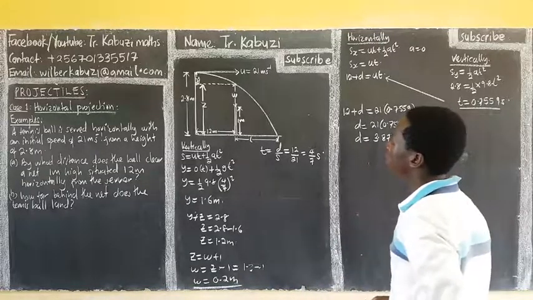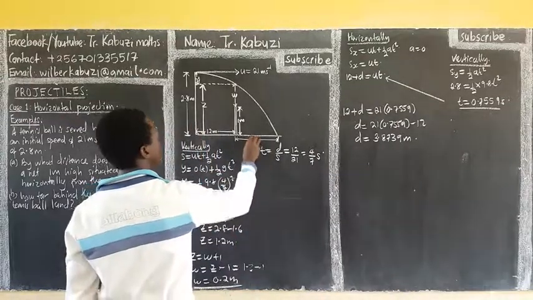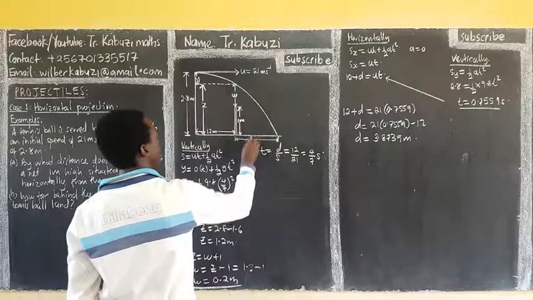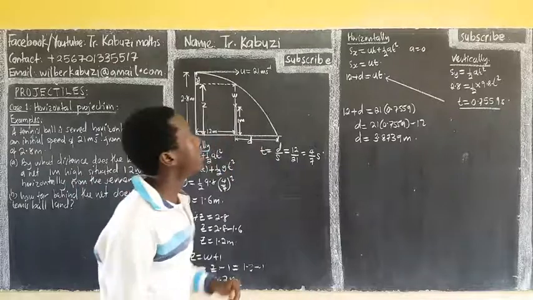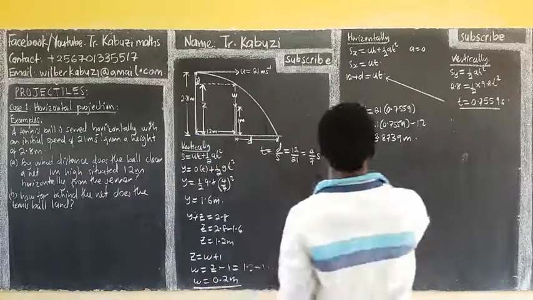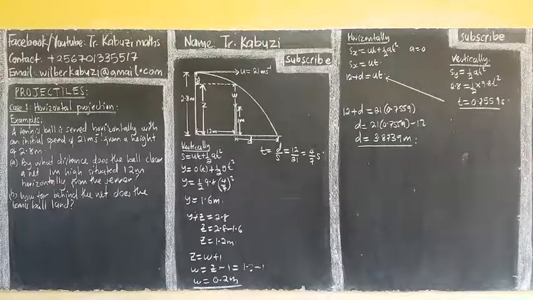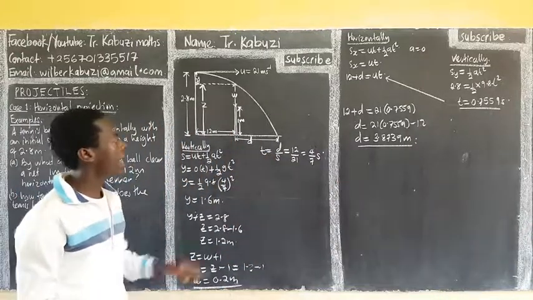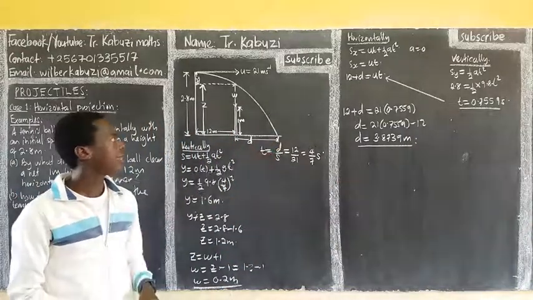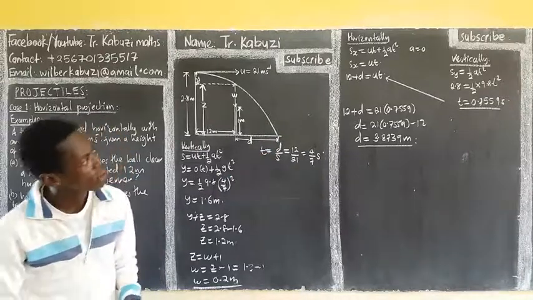Let me call this distance here a D, so that we don't change a lot. From here up to here is my D, which I'm looking for. So that's how we handle that question. It's going to be 3.87 meters behind the net. So that's how we handle that, members. I wish you well.